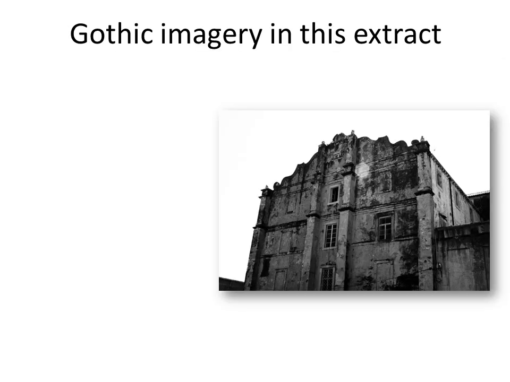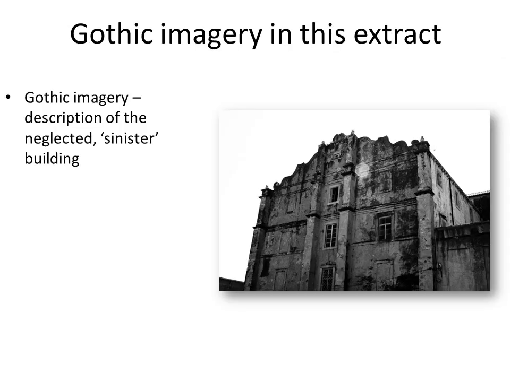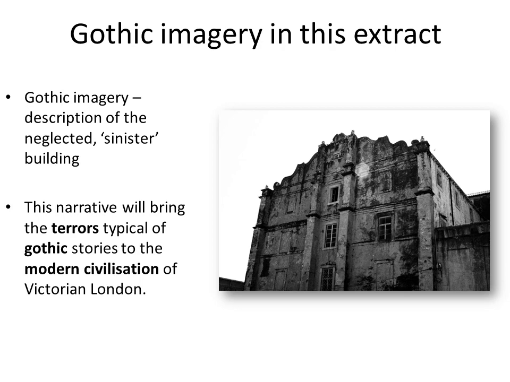Let's go back to our extract now. We can see the influence of these Gothic tropes in Stevenson's description of a neglected, sinister building. Such imagery is similar to the descriptions of crumbling castles and churches common in the 18th century Gothic novel, but now describes a modern, urban building instead: Dr. Jekyll's laboratory. Stevenson is thus demonstrating that his narrative will bring the terrors typical of Gothic stories to the modern civilization of Victorian London.